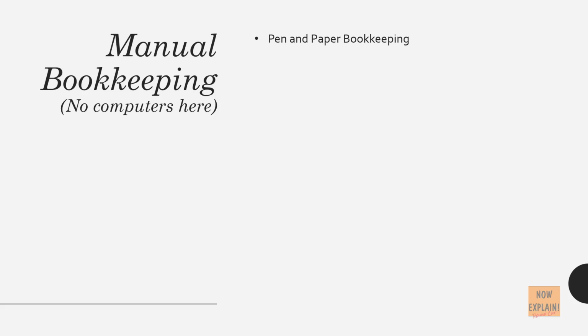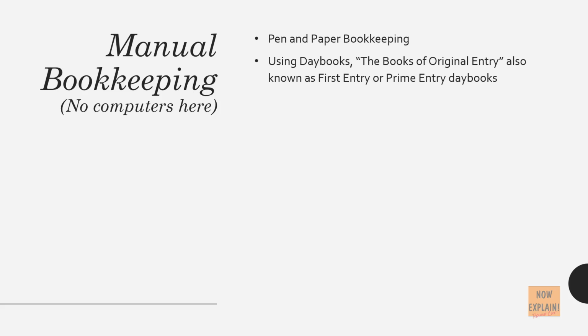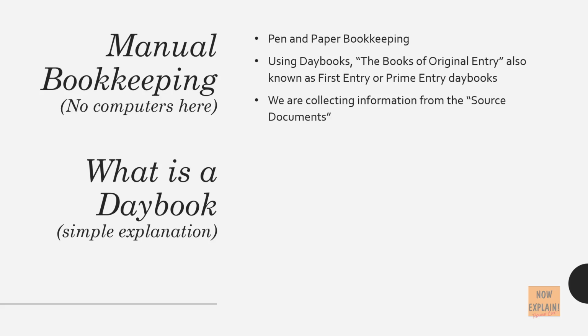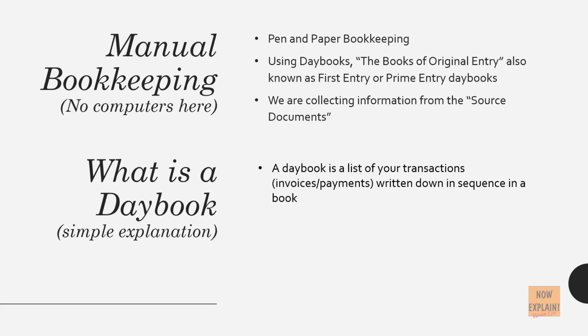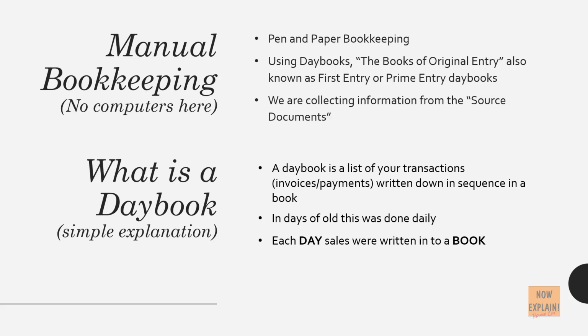Manual bookkeeping: this is all pen and paper bookkeeping. Using daybooks, the books of original entry, also known as first entry or prime entry daybooks. We are collecting information from the source documents. What is a daybook? A daybook is a list of your transactions, invoices, payments written down in sequence in a book. In days of old, this was done daily. Each day, sales were written into a book, so we get the term daybook.